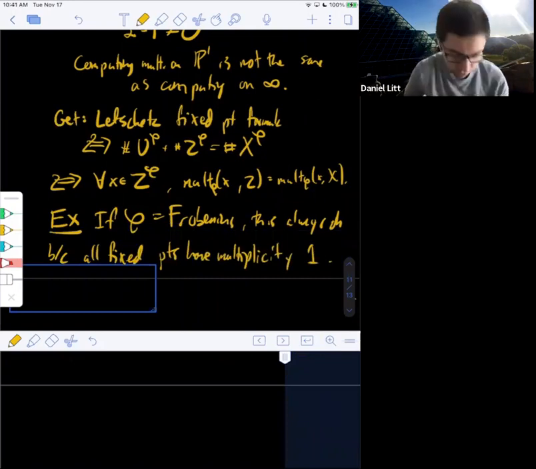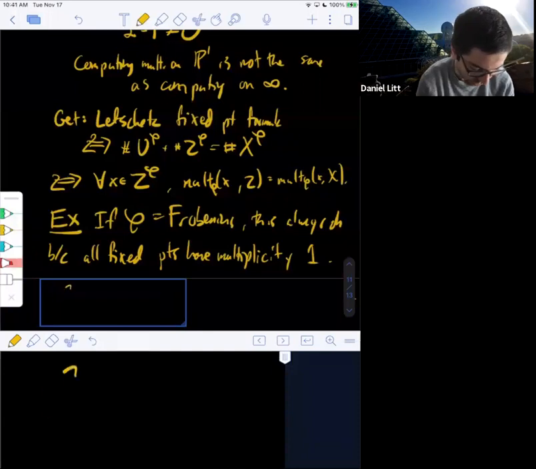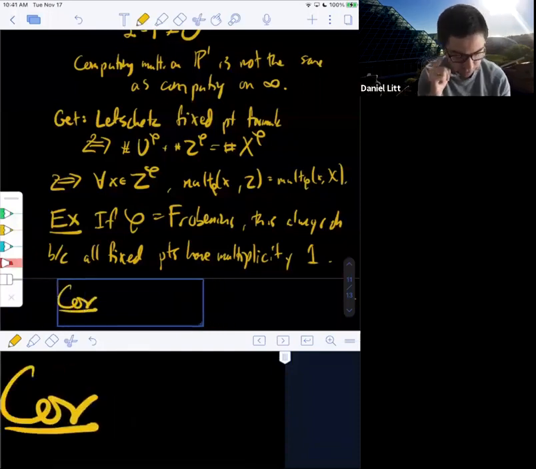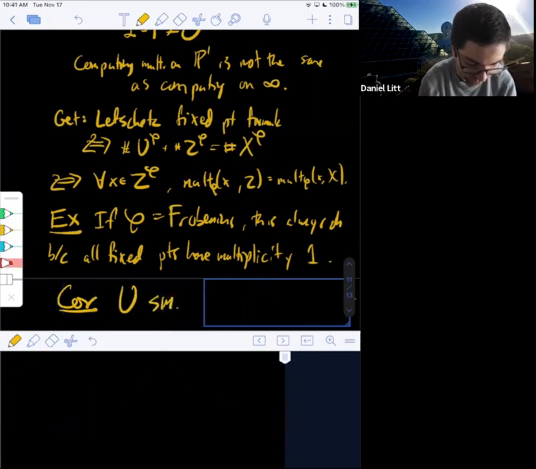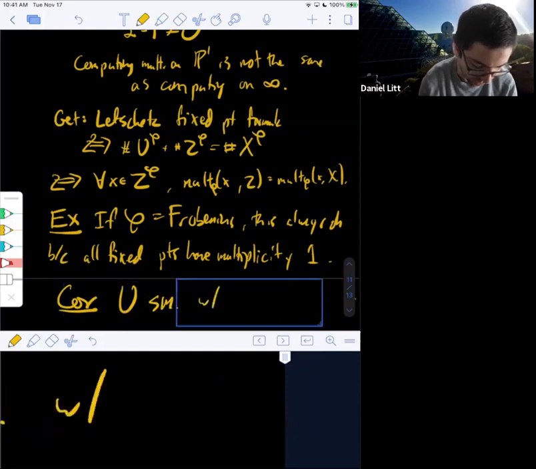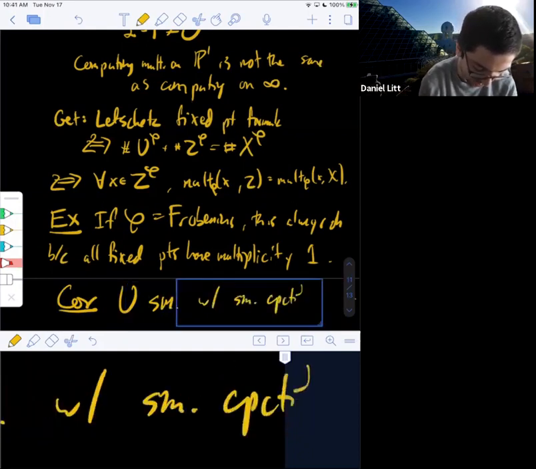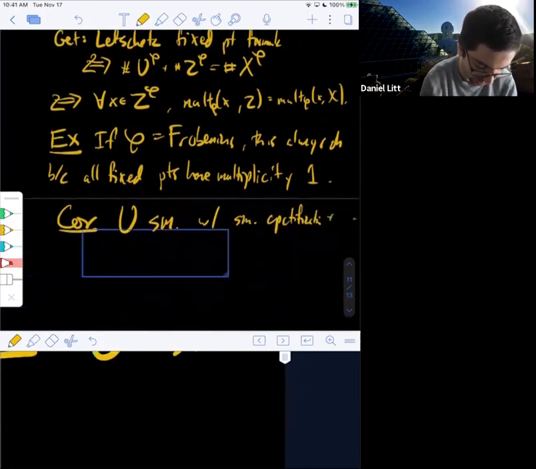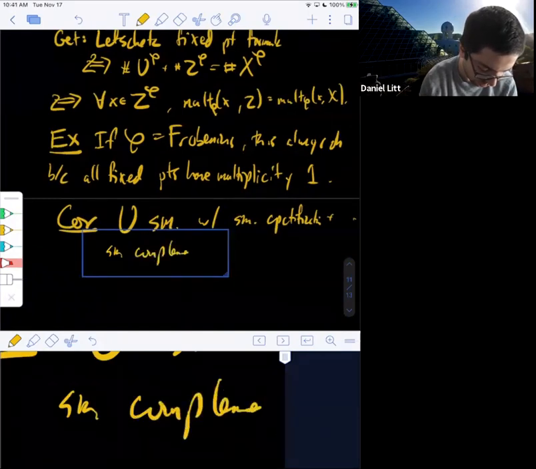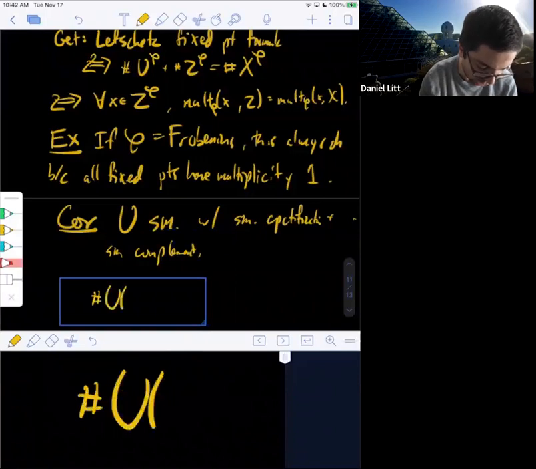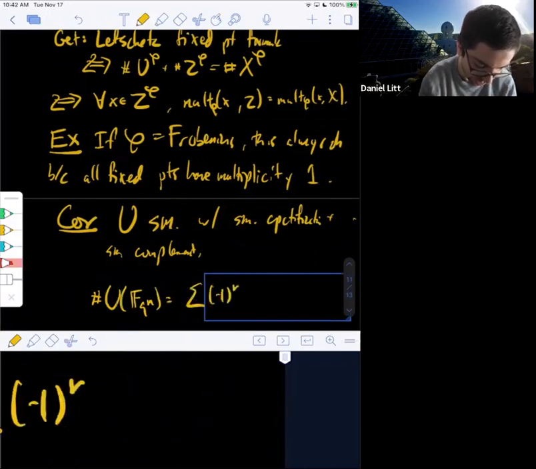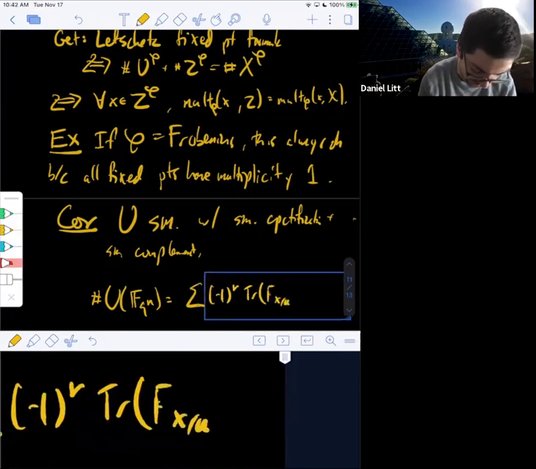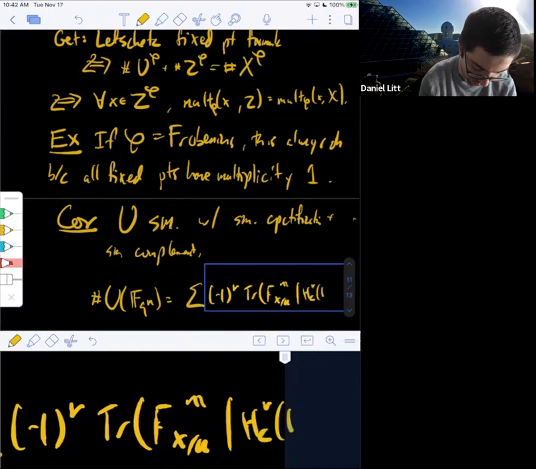All right. So what we've proved, the corollary, well, we've only proven this in a special case, but let me just state the general case, and then I'll discuss it in a little bit. So if U is smooth, with smooth compactification and smooth complement, then the number of rational points of U over F_q to the n is the sum of (-1)^r times the trace of relative Frobenius to the m on the compactly supported cohomology of U with coefficients in Q_l.